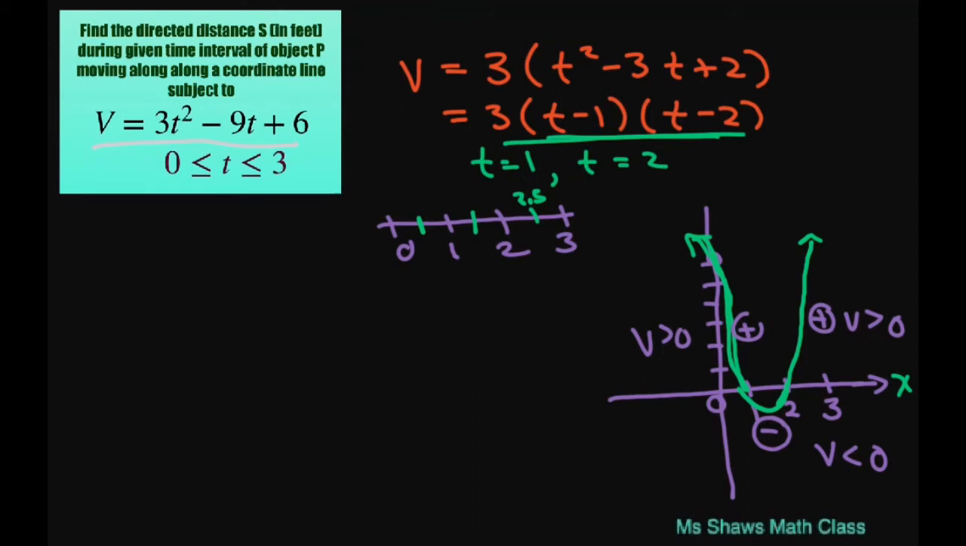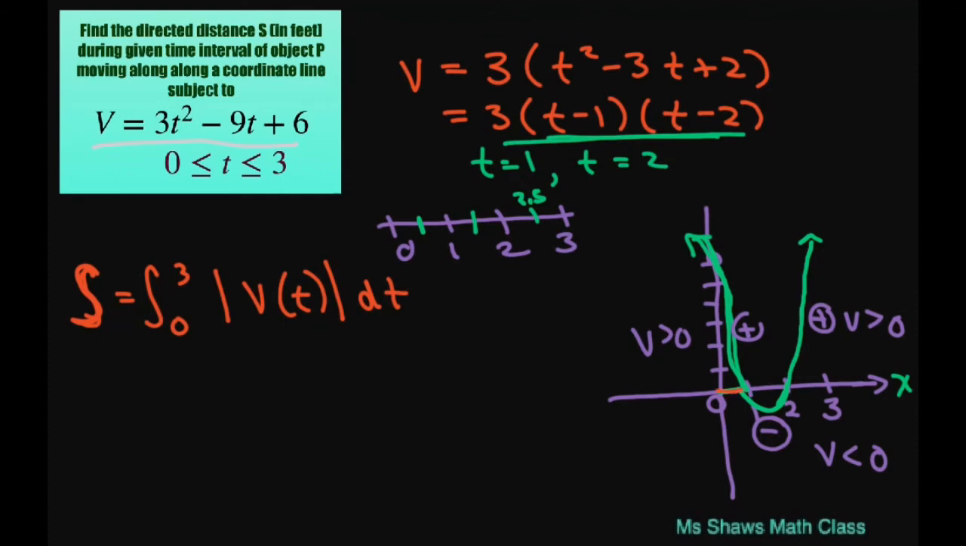Therefore, when we set up our integral, we're going to find the directed distance as s equals the integral from 0 to 3 of the absolute value of v of t dt. Now we're going to split it up. So we're going to go from 0 to 1.